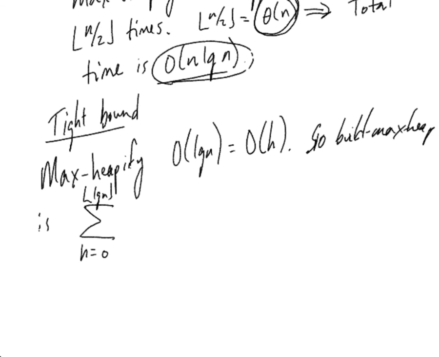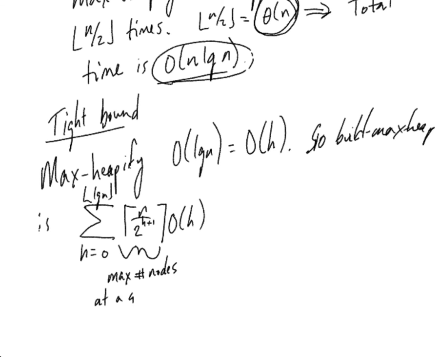And at each level, we have this. Now that piece right there is the maximum number of nodes at a given height. So this represents the number of nodes that we're going to call max heapify on at a given level, at a given height. Then for each node, max heapify is order h.